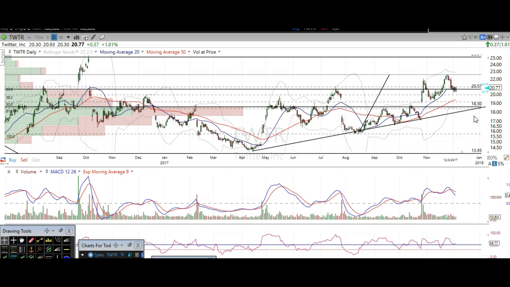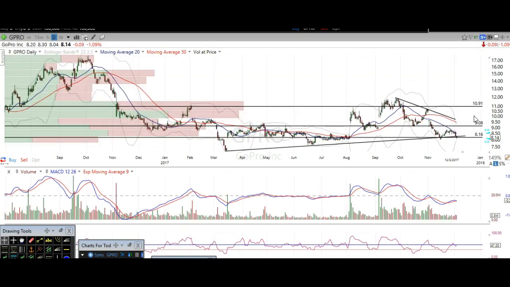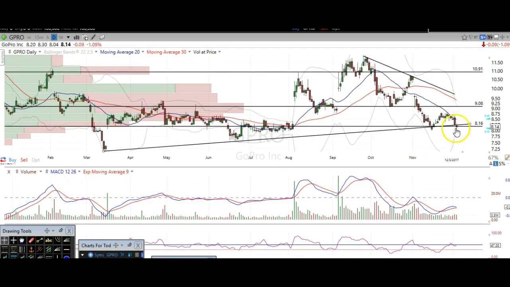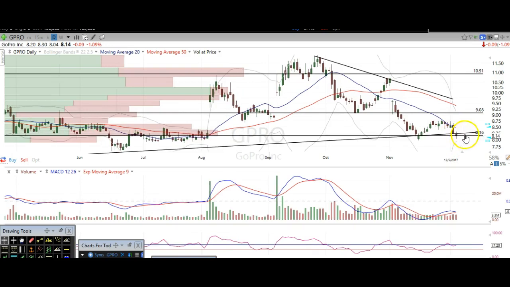The next one we're going to take a look at is GoPro. GoPro here is really flirting with this level here. If you're long GoPro, you really want it to bounce against this level, okay? Now exactly why is because we have this trend line started here. Here's a bounce, and here we are coming into it. We had a bit of a potential reversal candle here today, so it could definitely get a bounce, and you definitely want to be aware of that.